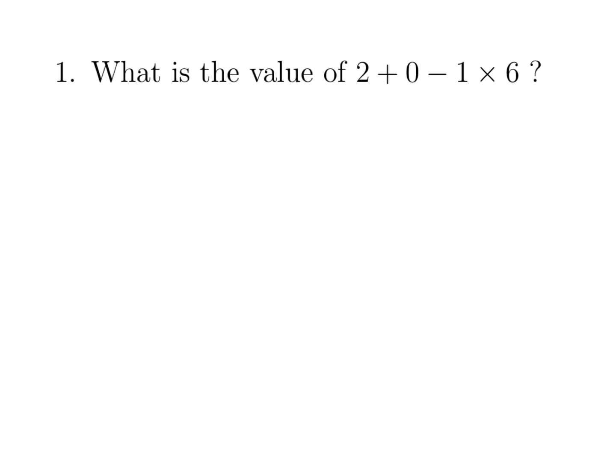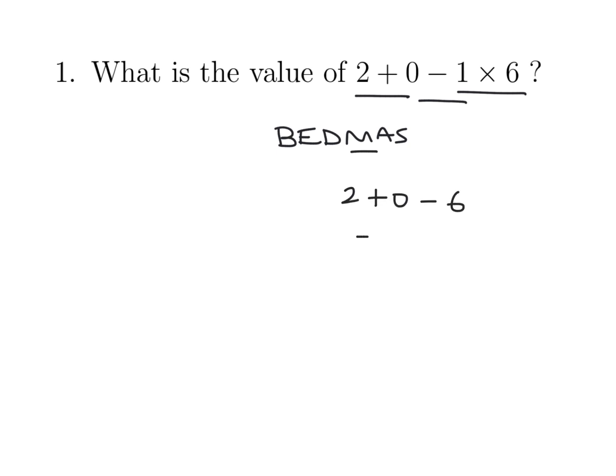What is the value of 2 plus 0 minus 1 times 6? In this question, they're really just concentrating on order of operations. You guys know BEDMAS, right? So for this one, first you do the multiplication, and then you do the addition and subtraction. So that's going to be 2 plus 0 minus 6, and then that'll just be minus 4.